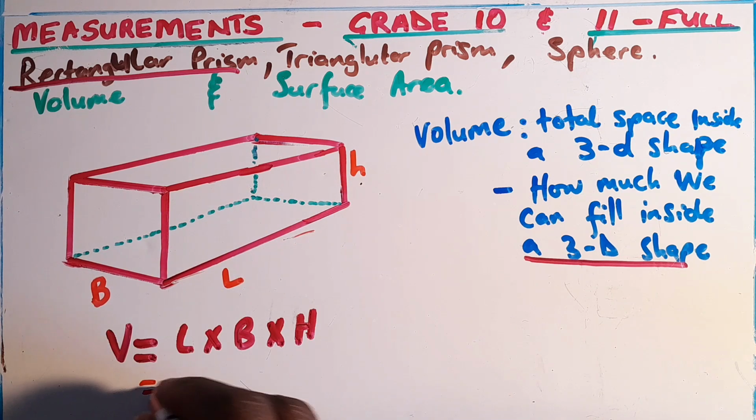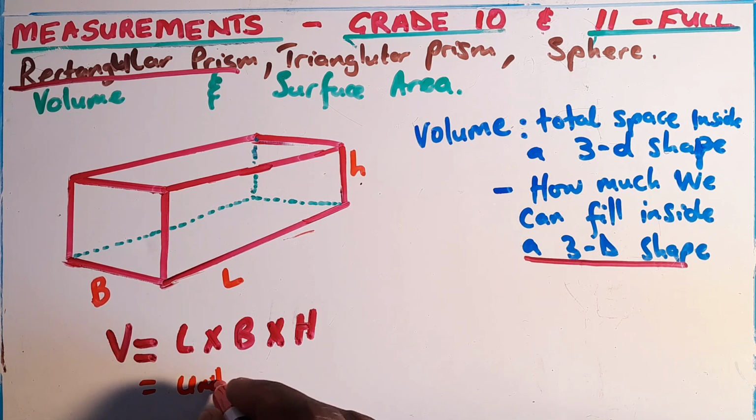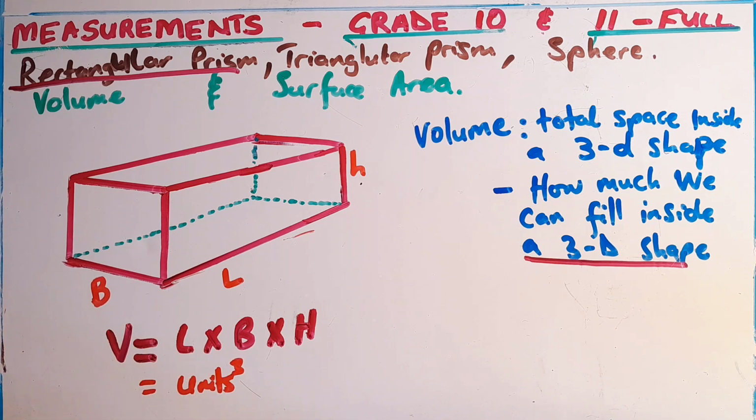We measure this in units cubed. Just like if you're having millimeters, it will be millimeter cubed. If you're having centimeters, it will be centimeter cubed. If you're having meters, it will be meter cubed. If you're having kilometers, it will be kilometer cubed, like that. So that's how we can find the volume, how much you can fill inside this shape.